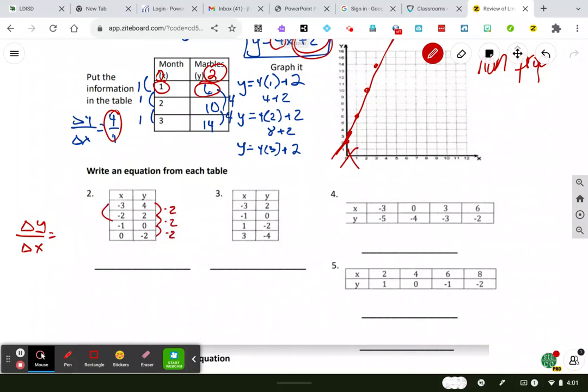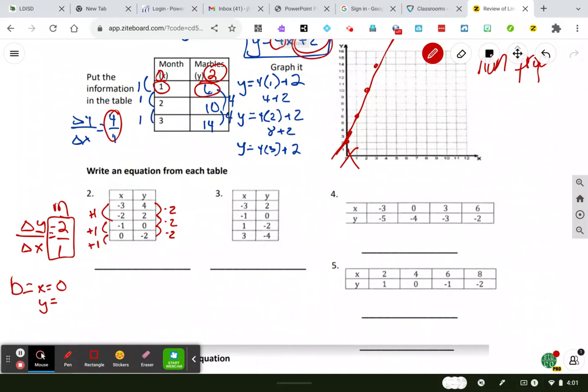From negative 3 to negative 2, we are adding 1. We are adding 1. So the change in y is 2, and the change in x is 1. But the 2 is negative. So this is my m, because we know that slope, change in y over change in x, is the m. We also know that the b, when x equals 0, y is that number.